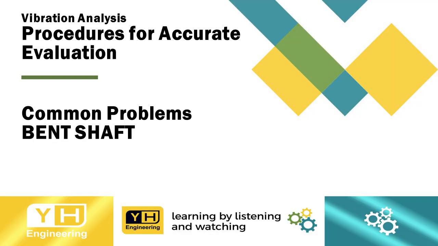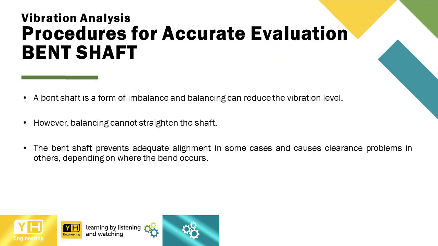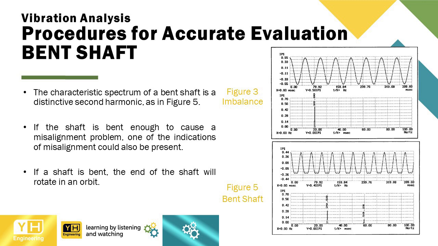Vibration analysis. Procedures for accurate evaluation of machinery condition. Common problems. Bent shaft. A bent shaft is a form of imbalance and balancing can reduce the vibration level. However, balancing cannot straighten the shaft. The bent shaft prevents adequate alignment in some cases and causes clearance problems in others, depending on where the bend occurs. The characteristic spectrum of a bent shaft is a distinctive second harmonic, as in Figure 5.